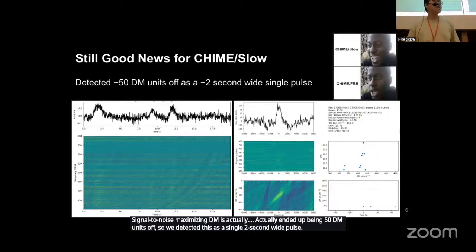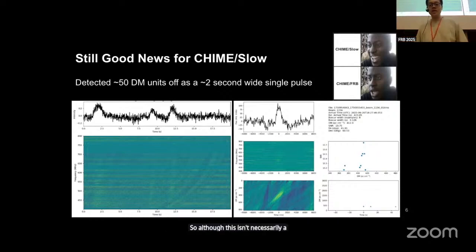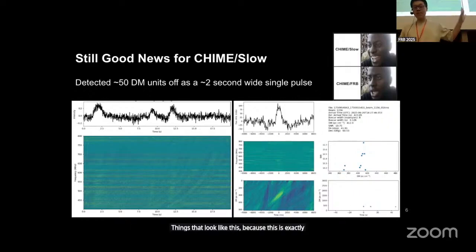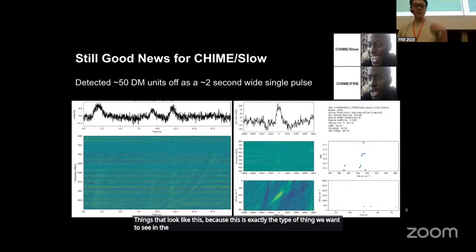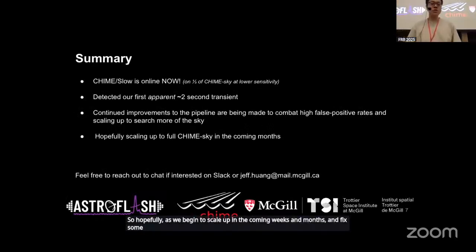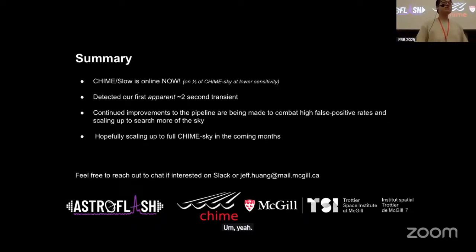So although this isn't necessarily a new source like a new LPT and instead a known source, it's good to see that we can actually detect things that look like this, because this is exactly the type of thing we want to see in the future. So hopefully, as we begin to scale up in the coming weeks and months and fix some of our issues, we can find more and more of these slow transients. Yeah, that's about it.